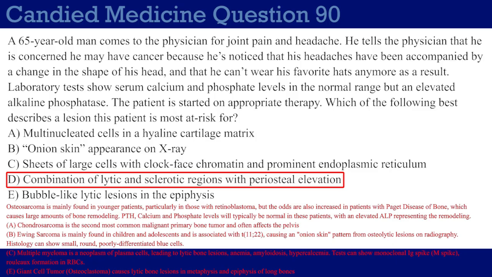Choice B, onion skin appearance on X-ray. This is referring to Ewing sarcoma. This is found mostly in children and adolescents, so you already know that doesn't really fit this patient because he's older. We all like remembering that whole translocation 11;22 associated with it, and the whole onion skin pattern on radiography. That can be kind of hard to see, as well as the histology, small, round, poorly differentiated blue cells, especially because in a lot of images the onion skin appearance will end up looking very similar to the sunburst sign that you see for osteosarcoma.